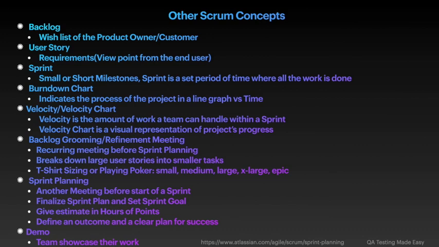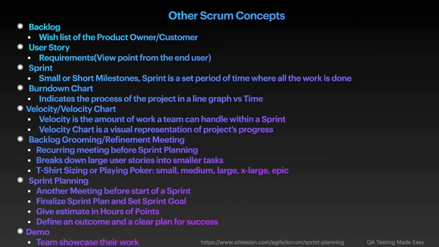Velocity. Velocity is the amount of work a team can handle in a set period of time. Here I'm referring to the sprint. So one sprint is 2 weeks. So how much work can a team handle within 2 weeks? Velocity chart. Velocity chart is a visual representation of your project's progress. So it is basically a visual representation.